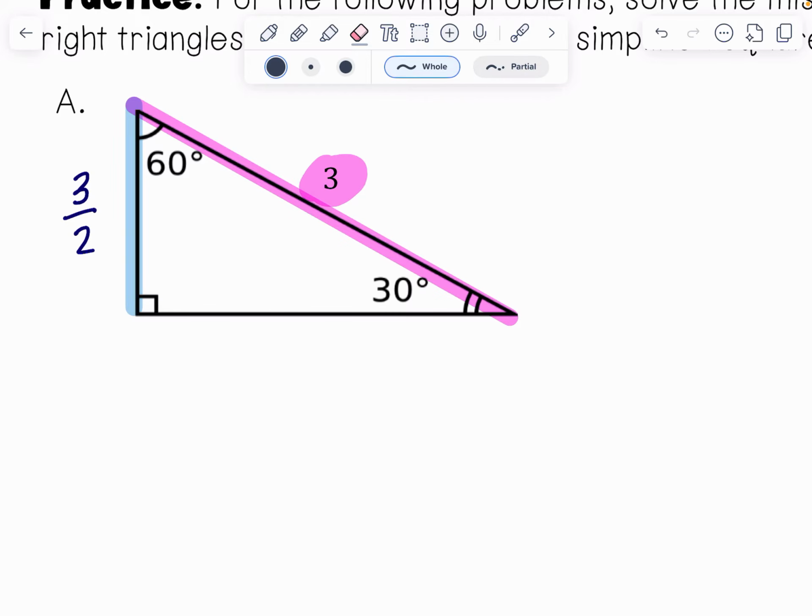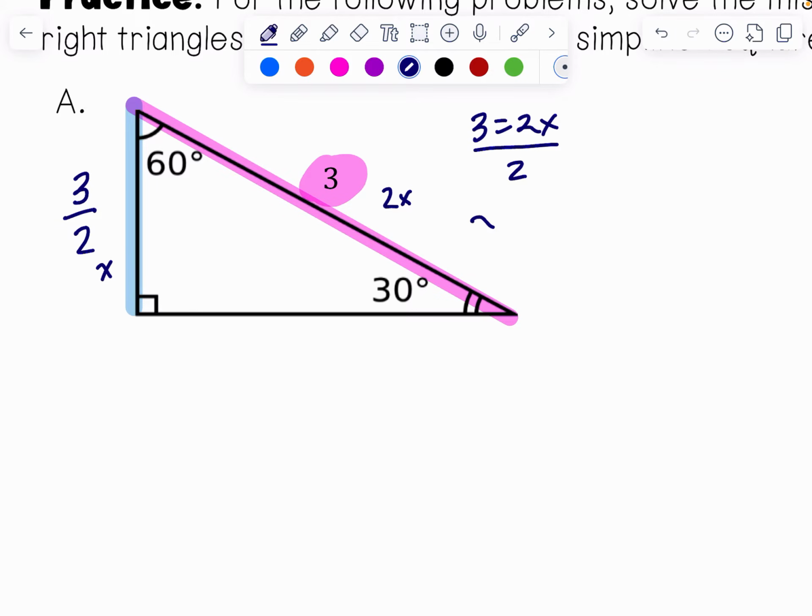Another way that I could have done that, for those of you who are a little bit more algebraic minded, is I know that if I call this side x, then this should be 2x. So 3 should be equal to 2x, and I can divide both sides by 2 to get x is equal to 3 halves. So that is what we did to get from the hypotenuse to the short leg. And that's why I said it might look a little bit uglier because now we have a fraction, but that's okay. It's still mathematically true.